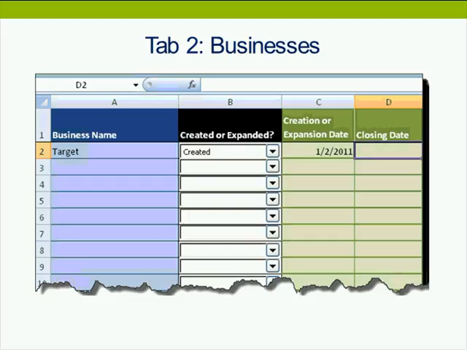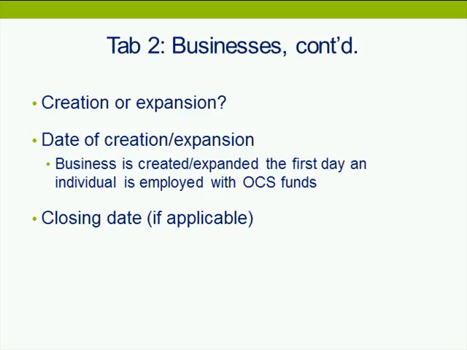You'll need to specify whether each of the businesses that you're creating with your grant funds were created or expanded. And if you're wondering which businesses you include here, you'll first think about what jobs you are saying that you created with OCS funds. All of these jobs had to be part of a business, and you need to make sure that all businesses are listed in this tab.